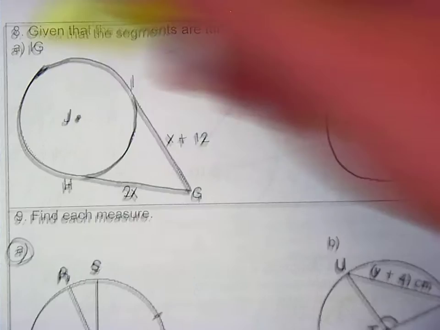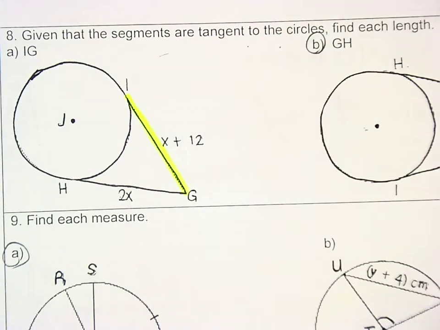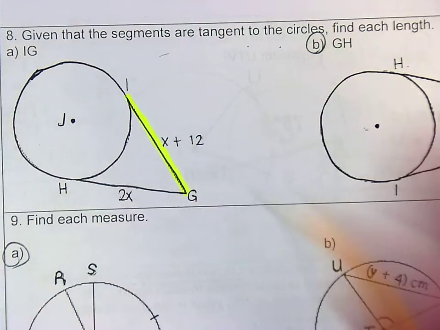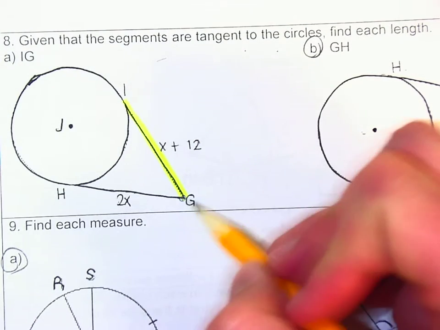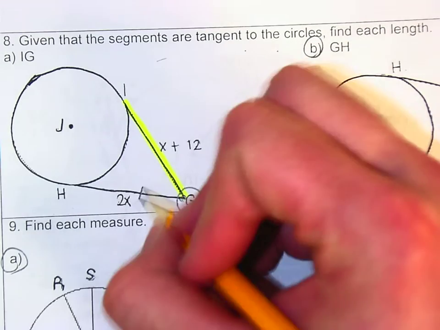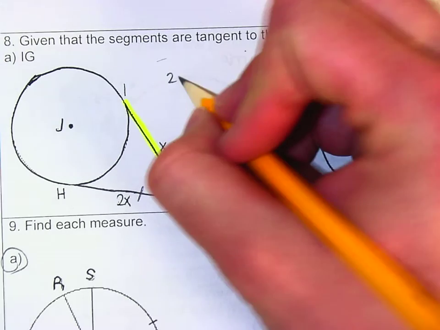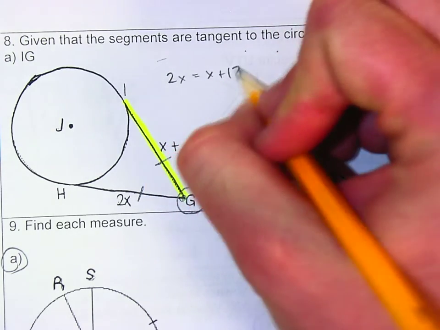Well, the indicated length over here is IG. It's this piece right there. And if these things are tangent and they come from the same point, notice they come from the same point here, then I know they're equal. So again, like I said, all we're doing is we're going to set this equal to each other.